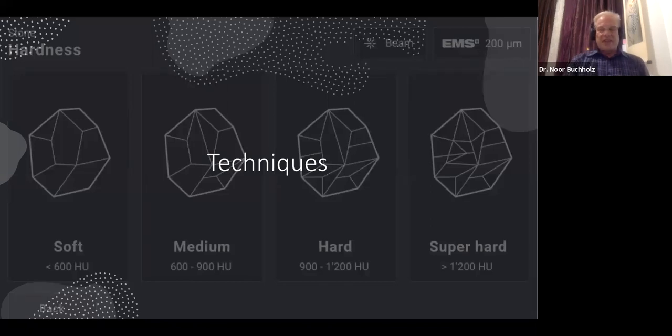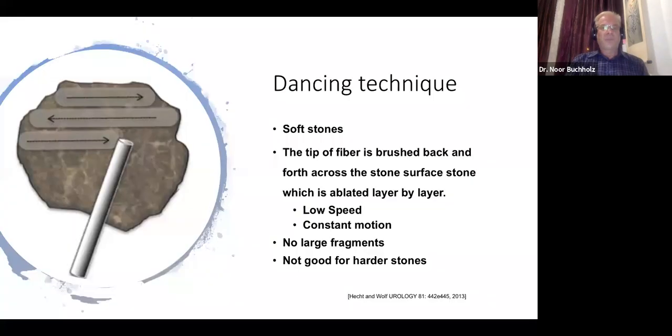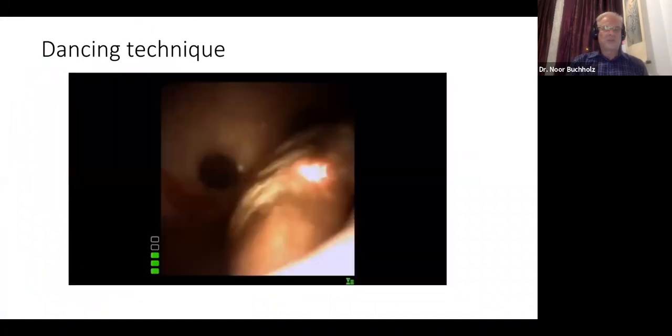Now we're coming to the techniques of applying the laser on the stone itself. The first technique is the so-called dancing technique. This is used for soft stones. The tip of the fiber is brushed back and forth across the stone surface, and this is then ablated layer by layer at a low speed with a constant motion. This is what other people also call a dusting technique. You don't get large fragments, but it is not good in very hard stones.